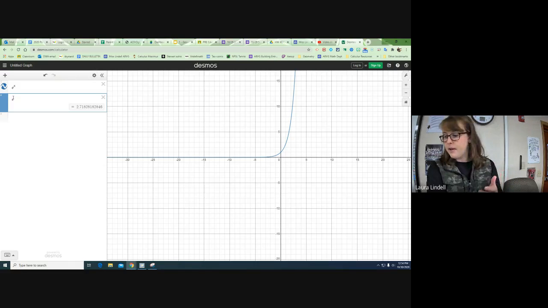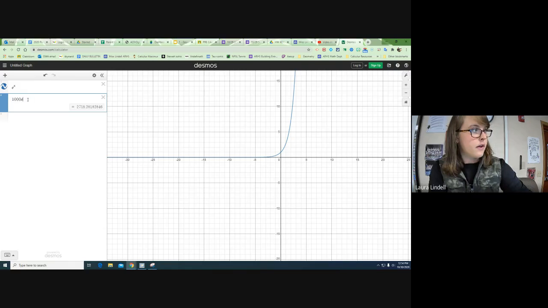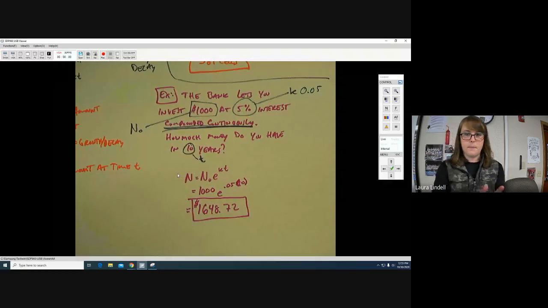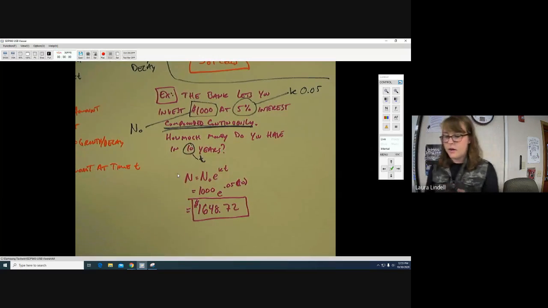So yeah, if you were to type in 1,000 times e to the 0.05 times 10, your calculator should recognize that value. Good question. And if you're using just a regular calculator too, they should have an E button or an E to the X button. Okay. So yes, E is a constant all on its own.